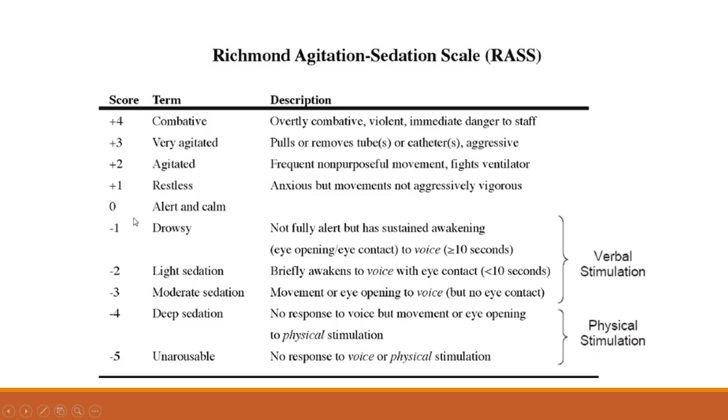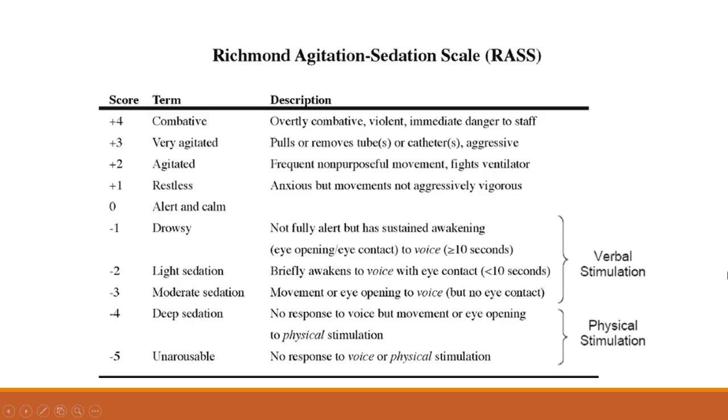And I'll just highlight that 0 is alert and calm. As you go up in the scoring system, you're talking about more sort of hyperactive behavior. And as you go down the negative scale, you're talking about patients who are drowsy all the way to comatose. In negative 4 and 5, these patients need physical stimulus to be aroused, so they're almost comatose or stuporous. Anything above that, you're talking about verbal stimulation to arousal.